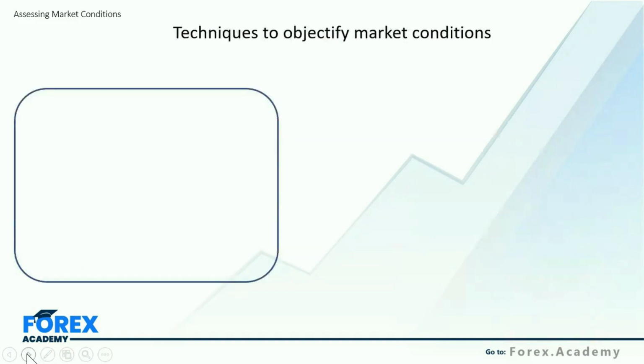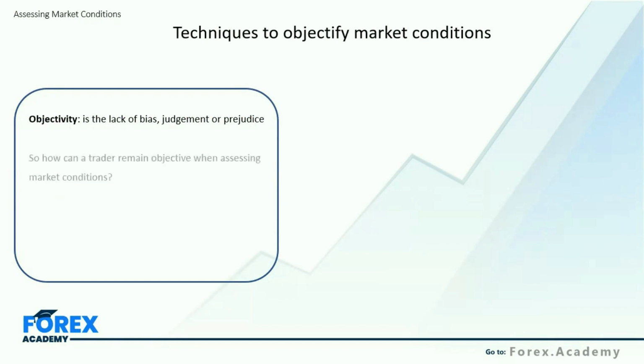Okay, so moving on to techniques to objectify market conditions. And this is really about a trader looking to remain objective as much as possible. And to just give you a brief definition, so what is objectivity? It is the lack of bias, judgment, or prejudice, and that can facilitate some significant benefits to traders.